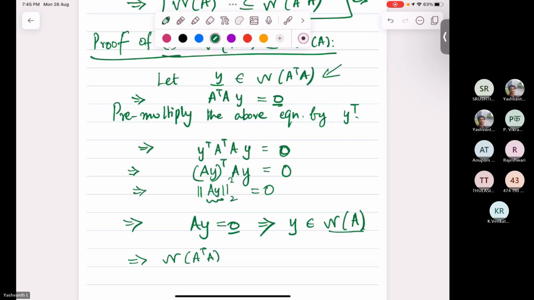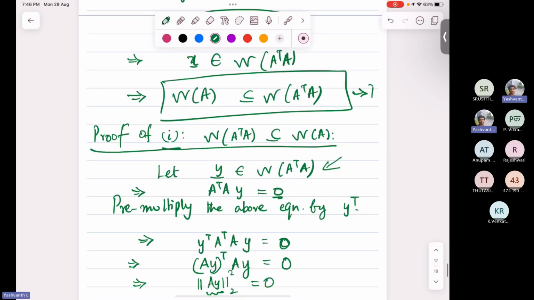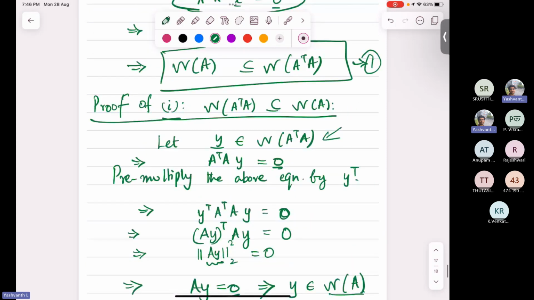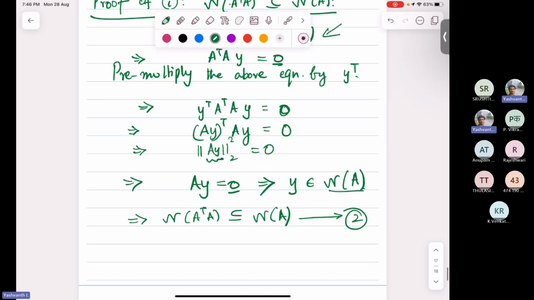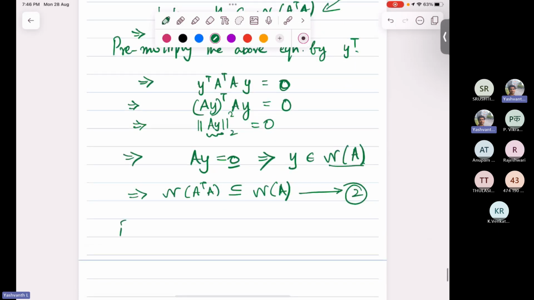Null space of A transpose A is a subset of null space of A. This is 2, and that was 1. So in 1 we showed that null space of A is a subset of null space of A transpose A, and in 2 we showed that null space of A transpose A is a subset of null space of A. From 1 and 2, what do we conclude?